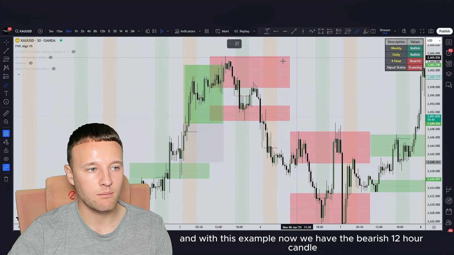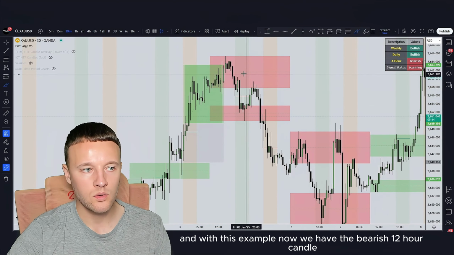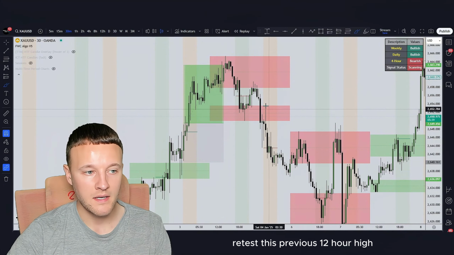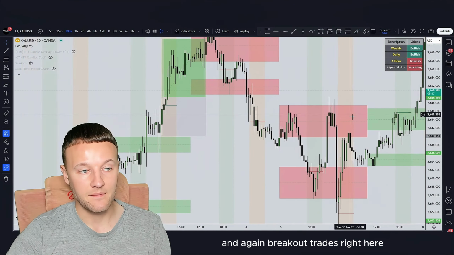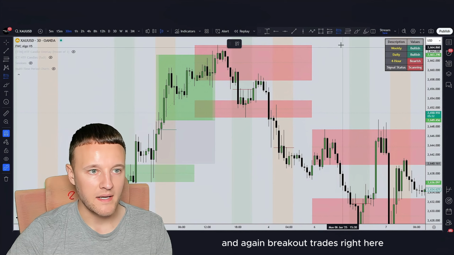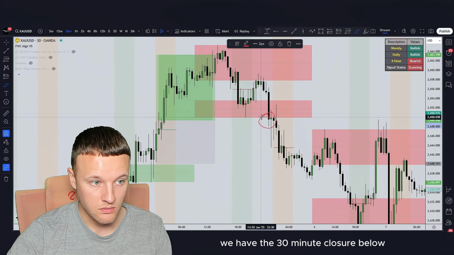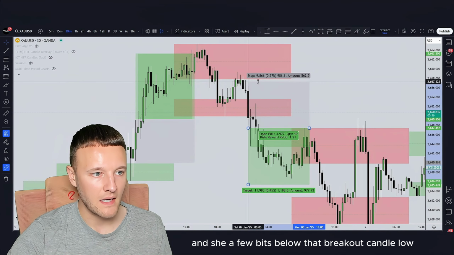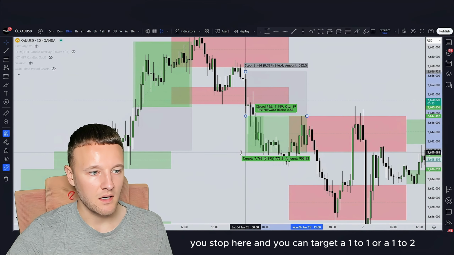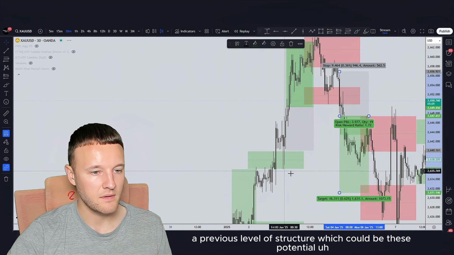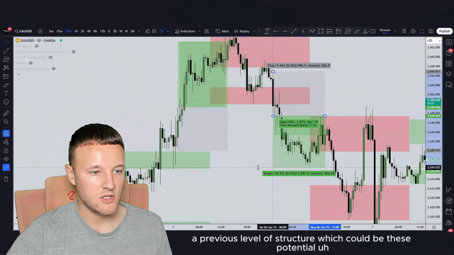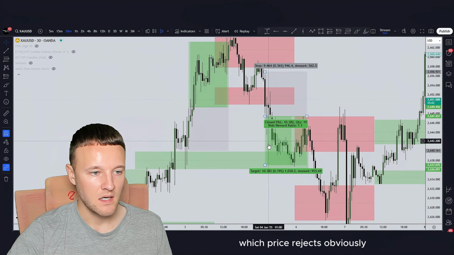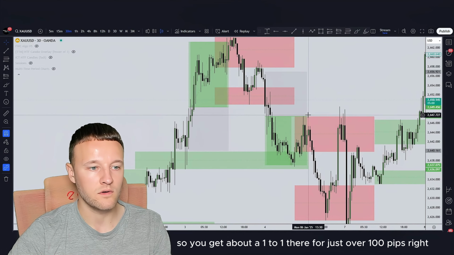And with this example now, we have the bearish 12-hour candle, and we can see that once price comes up, retest this previous 12-hour high, it starts selling off to the downside. And again, breakout trades. Right here, we have the 30-minute closure below, and price then starts selling off to the downside. Entry a few pips below that breakout candle low. You'll stop here and you can target a 1-to-1 or a 1-to-2, a previous level of structure, which could be these potential previous 12-hour highs over here, which price rejects, obviously. So you get about a 1-to-1 there for just over 100 pips, right?